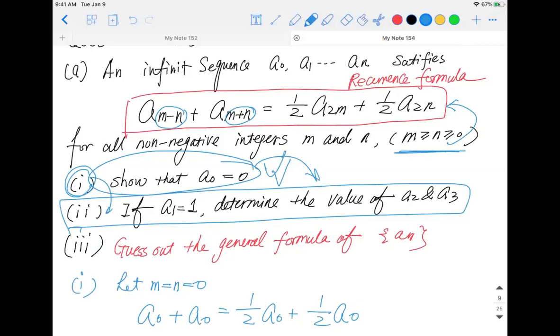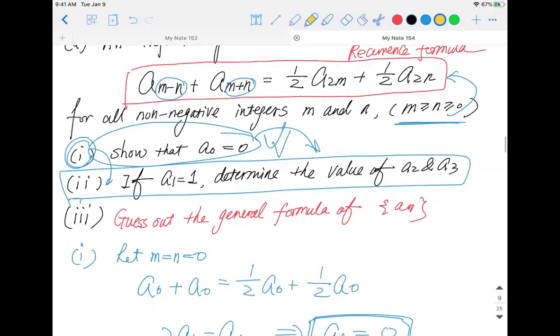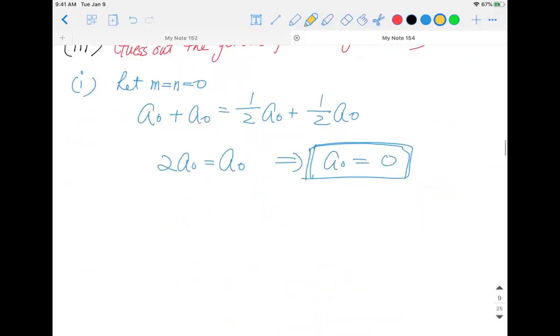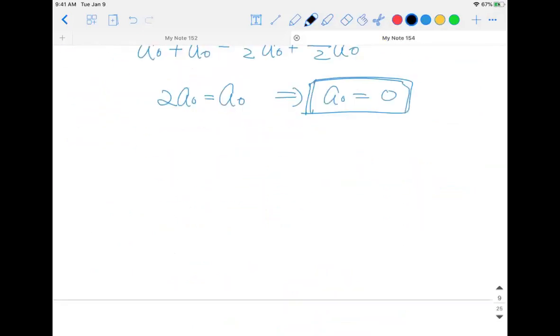So for the second one, what does the question ask? A1 equals 1. Of course, A0 is also equal to 0. This is what you get in the first question. Determine the value for A2 and A3. Okay, let me drag it here and rewrite one more time. A(M minus N), A(M plus N).